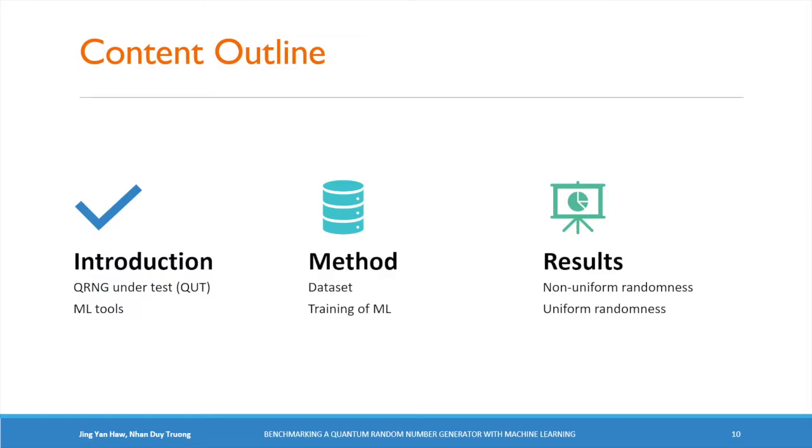Here's a brief outline of the content today. First, I'll introduce to you our QRNG under test, and Nhan will be your tour guide for the machine learning, in particular, how we deal with the data and train our machine. Finally, I'll present to you our results, where we evaluate the performance of our model by examining two scenarios: raw data with partial randomness and post-processed data that is almost uniformly distributed.